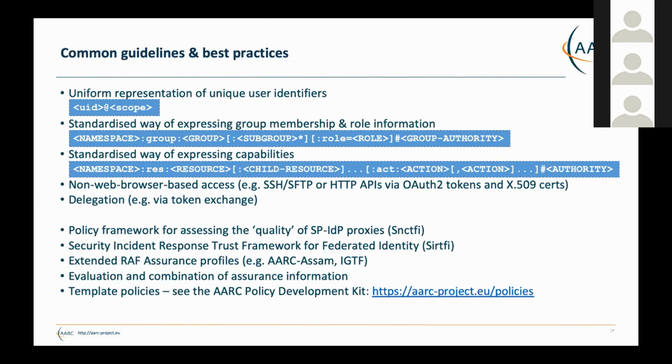And this scheme that we have come up with allows for representing group hierarchies and also enables traceability because it allows identifying the source of this group information. There's also a standardized way for expressing capability, so the rights that the user has on specific resources or child resources. So again, there is support for representing resource hierarchies. There are also guidelines for implementing non-web browser-based access, for example, how to access HTTP APIs using OAuth2 tokens or X509 proxy certificates.